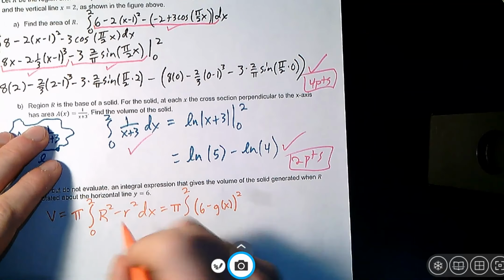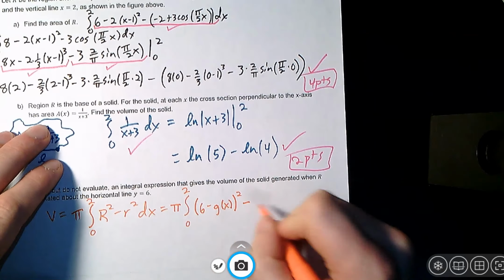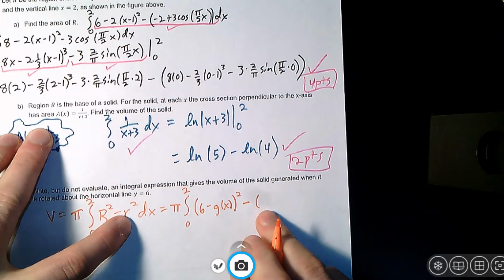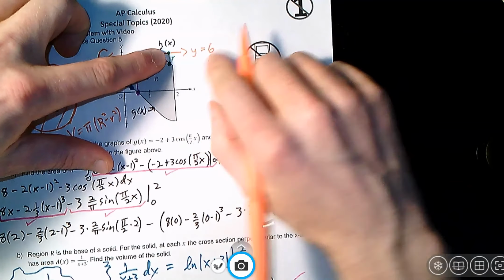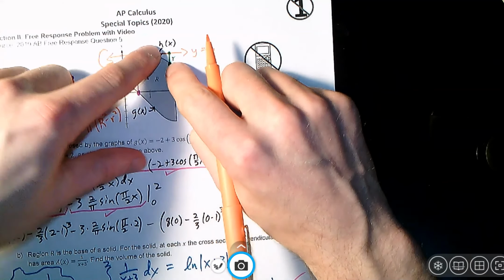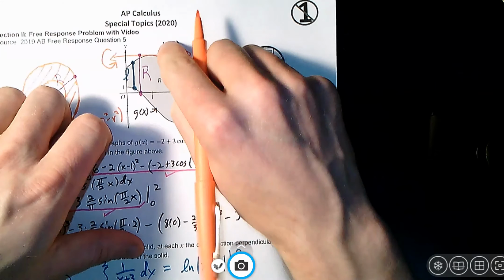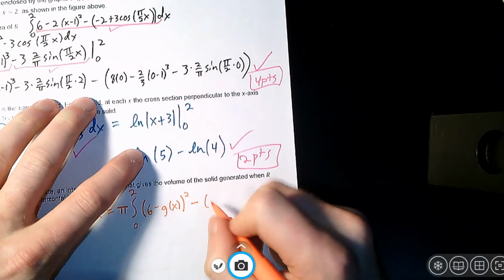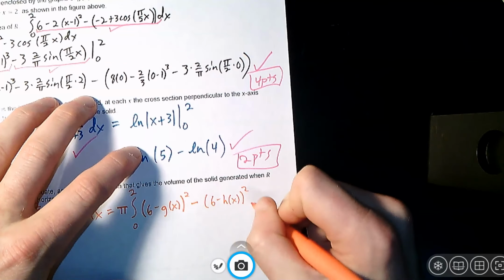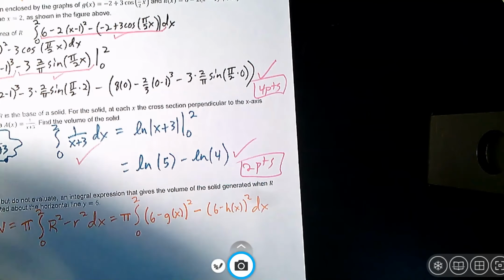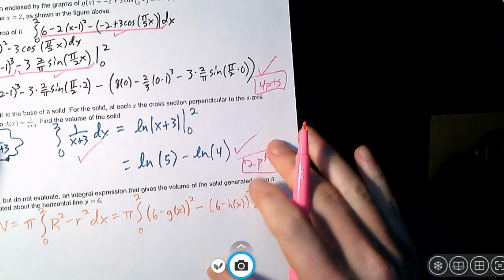Okay. Next, we've got to do little r. Minus little r is going to be top minus bottom. Let's look at it again. On top, we have y equals 6. On bottom, we have h of x. So it's going to be 6 minus h of x. Just like that. Don't forget to square it. Put your dx on there, and you have finished the problem.